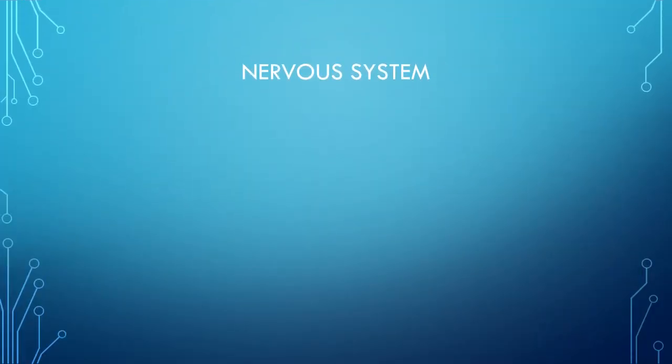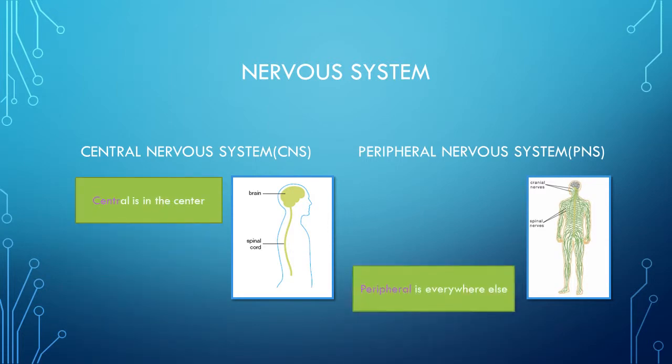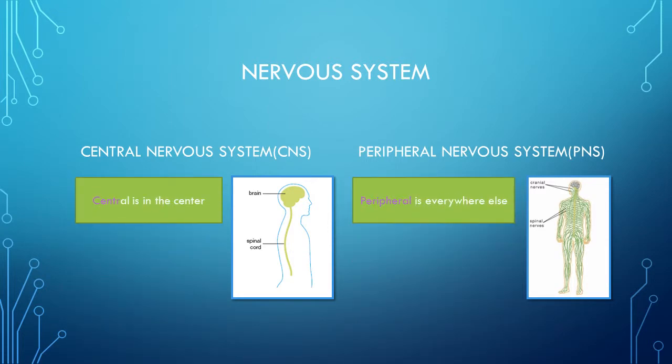The nervous system is divided into two parts, the central nervous system, or CNS, and the peripheral nervous system, or PNS. You can remember the CNS because it is in the center of the body. You can remember the PNS because it is in the periphery, or everywhere else. The CNS consists of the brain and spinal cord, and the PNS consists of all nerves not in the CNS, so cranial and spinal nerves.